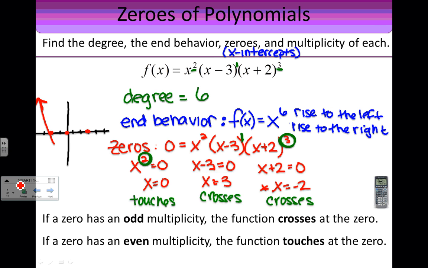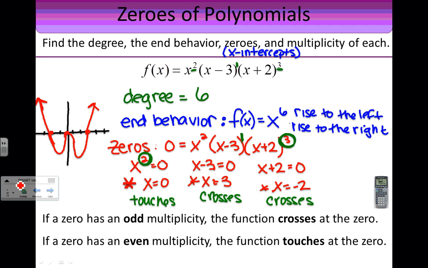My x equals 0 had an even multiplicity, which means it's just going to touch the x-axis at 0. So it's going to touch it and come back off. So it kind of bounces off of there. It doesn't go all the way through, it just bounces off. And somewhere it's going to come back up and cross at x equals 3.